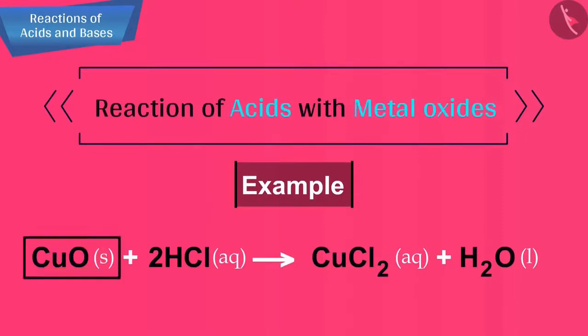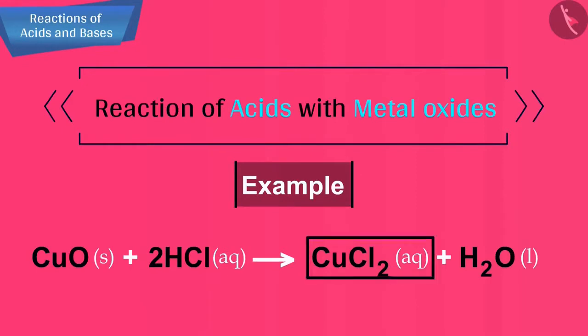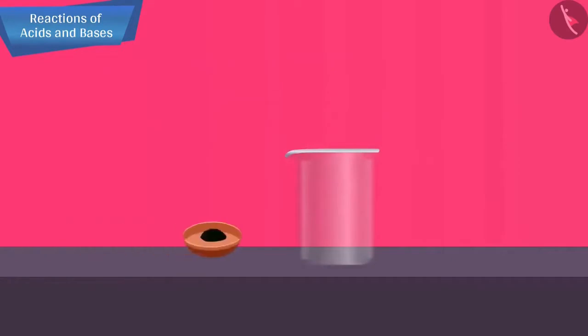Say copper(II) oxide is a metal oxide. To it, add dilute hydrochloric acid. It reacts to form copper(II) chloride and water. Let's conduct an activity to understand this reaction in a better way.